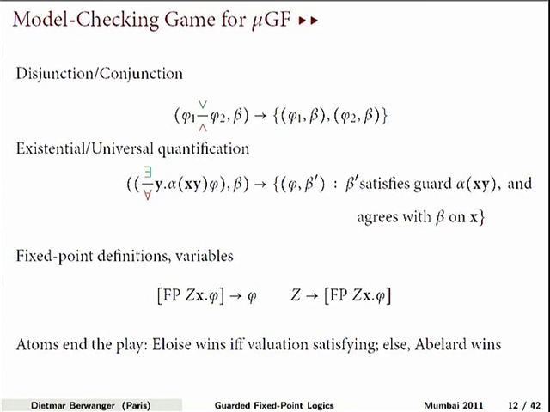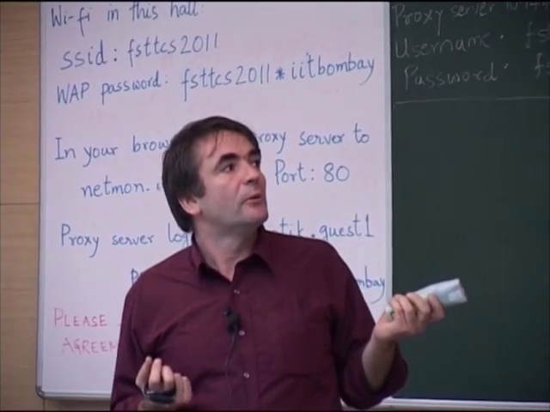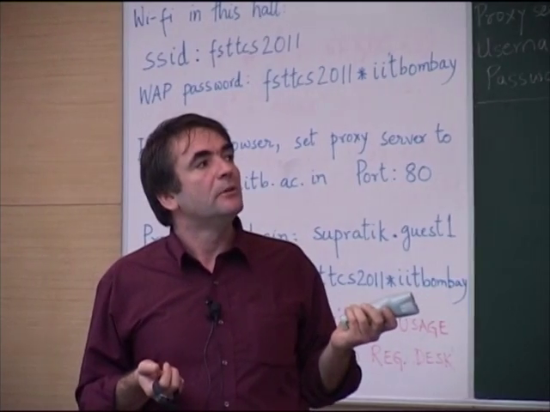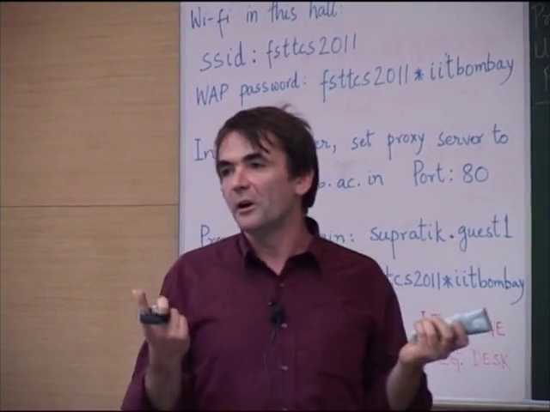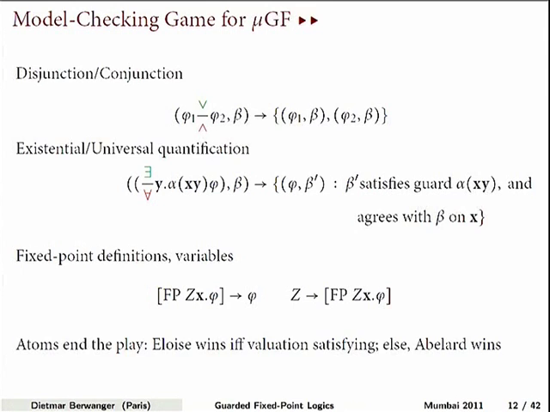Then for the quantifiers, say Alois should prove that there is a witness y that is tied with the guard alpha to the open variables and then makes phi true, and the current valuation is beta. What are the possible successors? The formula will certainly be phi that we need to prove, but then we choose valuations that satisfy the guard. The new valuation should agree with the current one on the variables that are kept. So we have new variables that are bound now, and the x variables are kept, so they should not be changed by this transition. It should be quite a natural thing.